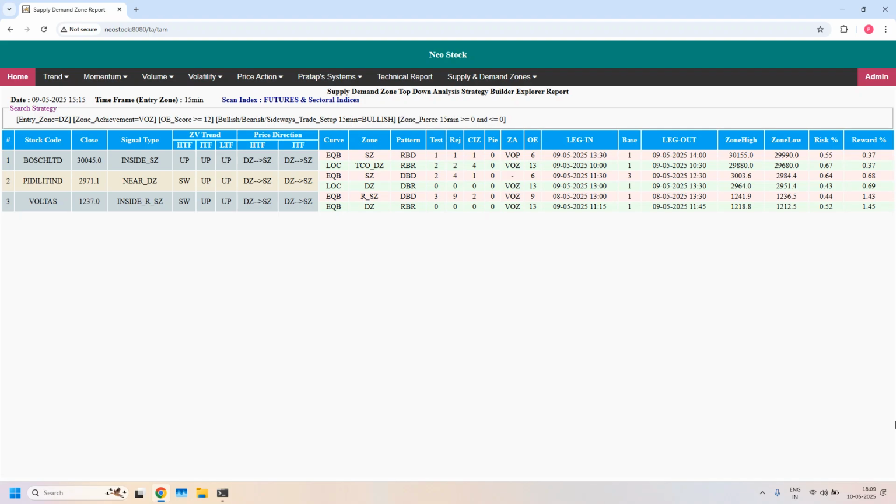Now we got three stocks supporting bullish trade setup for daily income trade, and entry time frame zones are 15 minutes demand zones. Out of these 15 minutes demand zones, how many are having more high probability to get success? That we will filter based on the zone confluence.